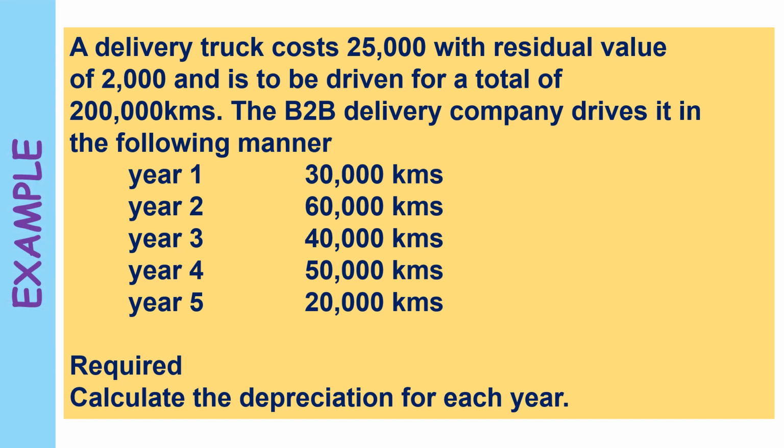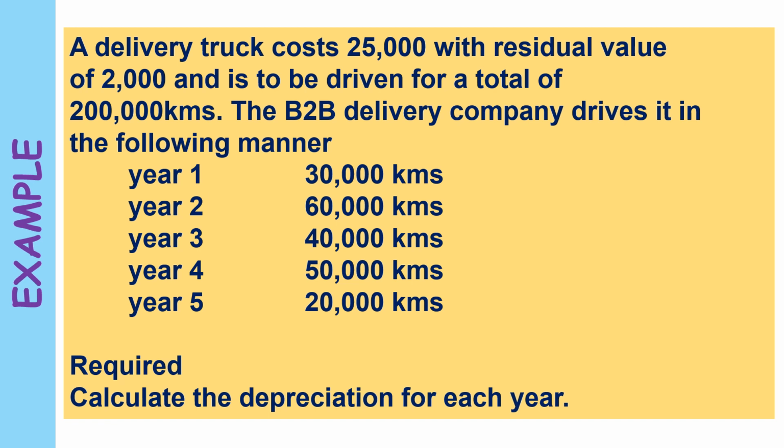Let's look at an example. A delivery truck costs $25,000 with residual value of 2,000 and is to be driven for a total of 200,000 kilometers. The B2B delivery company drives it in the following manner. Year 1, they drive it 30,000 kilometers. Year 2, 60,000. Year 3, 40,000. Year 4 and 5, the asset is driven 50,000 and 20,000 kilometers respectively. So we need to calculate depreciation for each year.